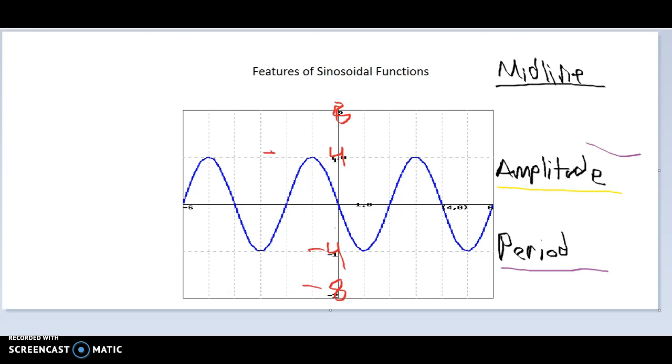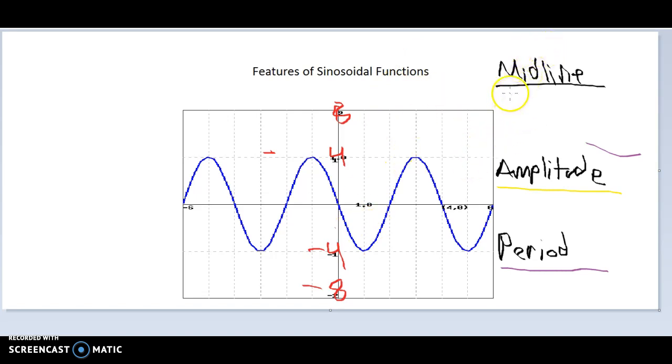So to start off, the midline is a horizontal line where half of the function is above it and half of the function is below it. So it's that line that cuts the function right in half. Today we have 4 as the top of our function, and -4 as the bottom.